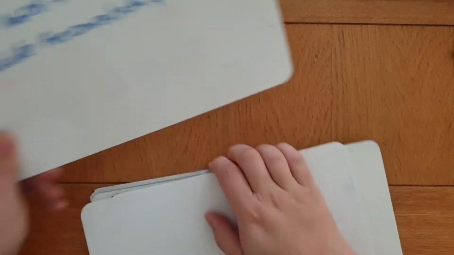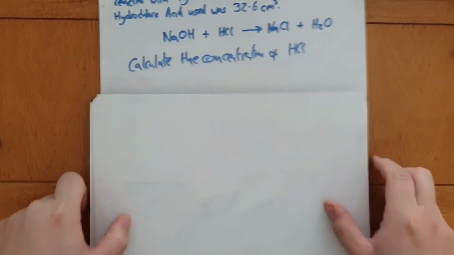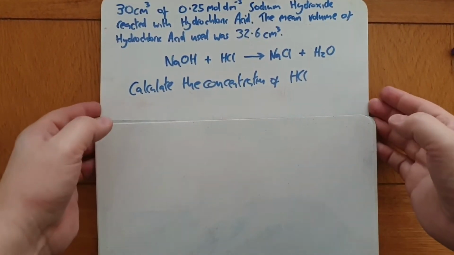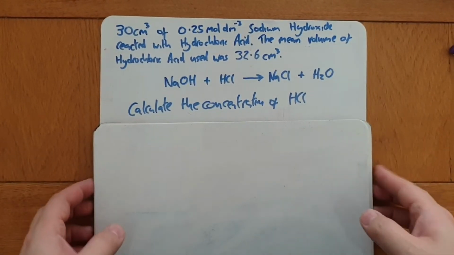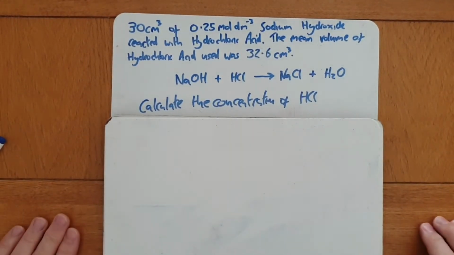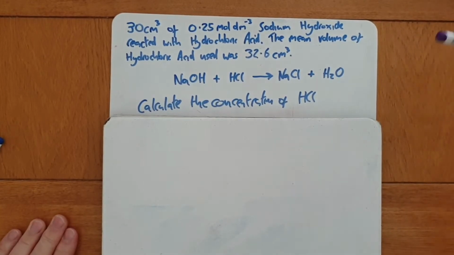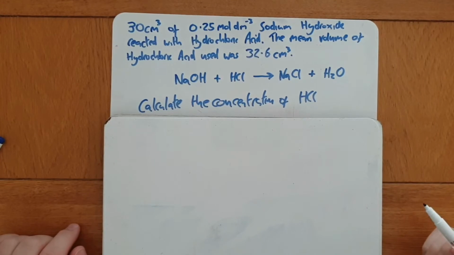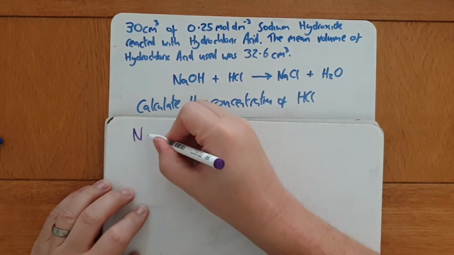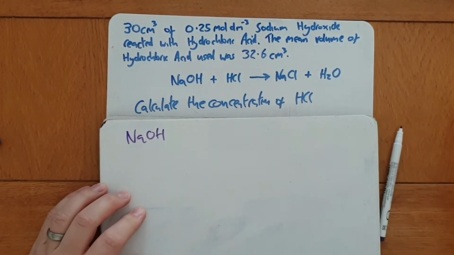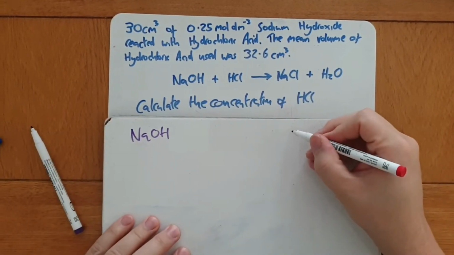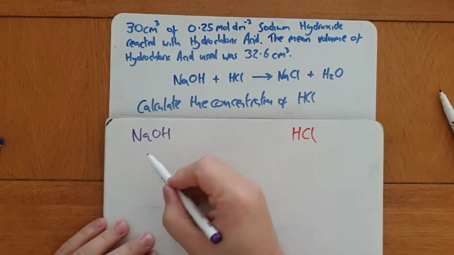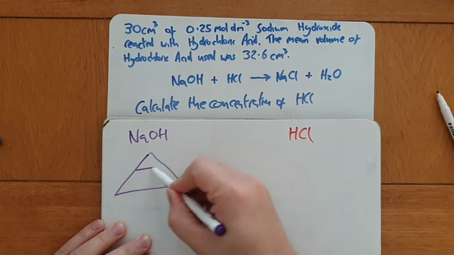The way which should work for any question, I'm just going to try and arrange this so you can see the question as well. Okay, so the easiest thing to do is to start, work out what chemicals you're dealing with, so the sodium hydroxide and the hydrochloric acid. So I'm going to write NaOH over there, and I'll do them in separate colour pens to help you do it, and hydrochloric acid there, and then draw your little equation triangle for each one.